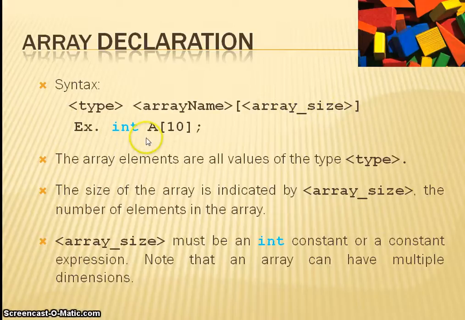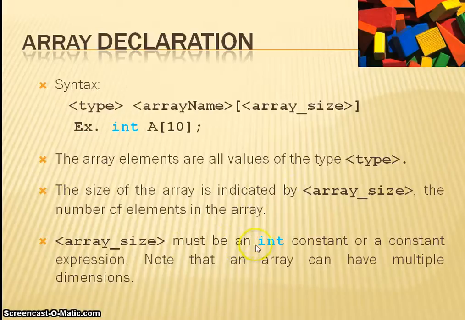For example, int a[10]. Here the type is int, the array name is a, and the size of that particular array is 10. So the array a has to store only 10 values of the same type, as integer values, which can be stored in array elements a from 0 to 9. The array elements are all of the same type, and the size of the array is indicated by the array size.